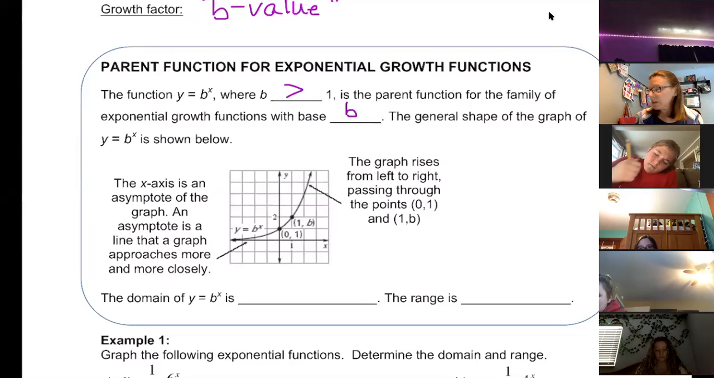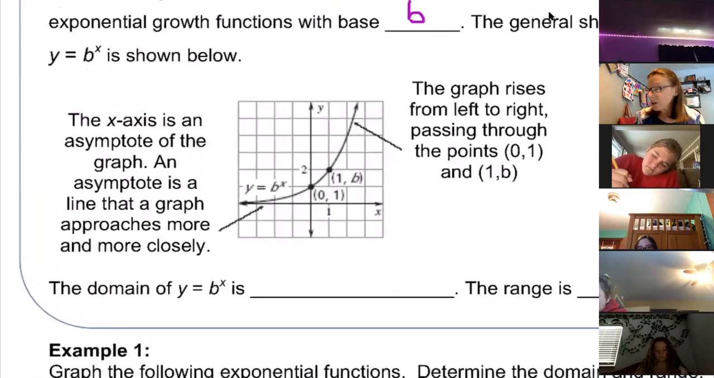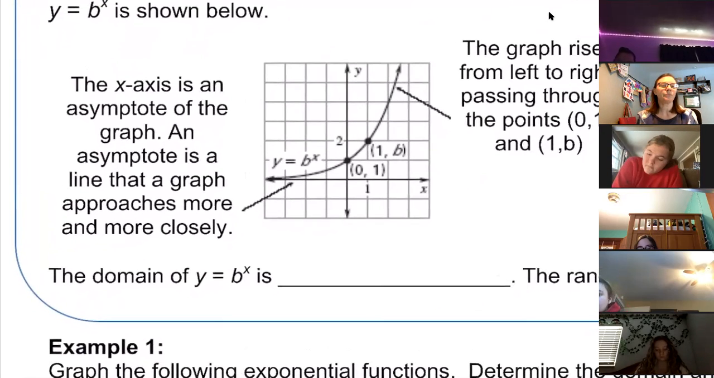And you can see that the general shape of the graph is a curve. So this curve from left to right, that's how we read a graph. The graph rises from left to right. That's why it's considered an exponential growth function. It also says it's passing through the intercept at 0, 1. And then it'll always pass through the second point of 1 comma b. So if I make my x value 1, that's now the exponent. So any number to the power of 1 is the number itself.